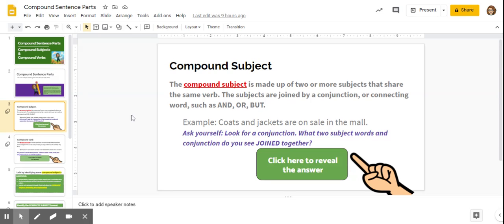All right, let's do some practice here. So compound subject. The compound subject is made up of two or more subjects that share the same verb. The subjects are joined by a conjunction, or a connecting word, like the words and, or, but. So an example would be: coats and jackets are on sale in the mall.